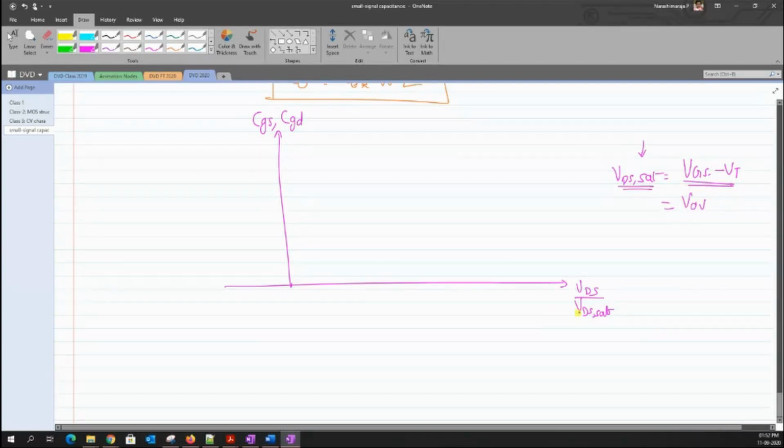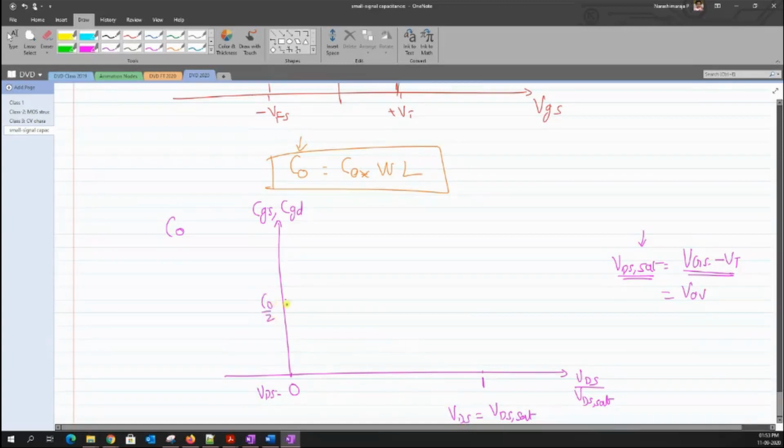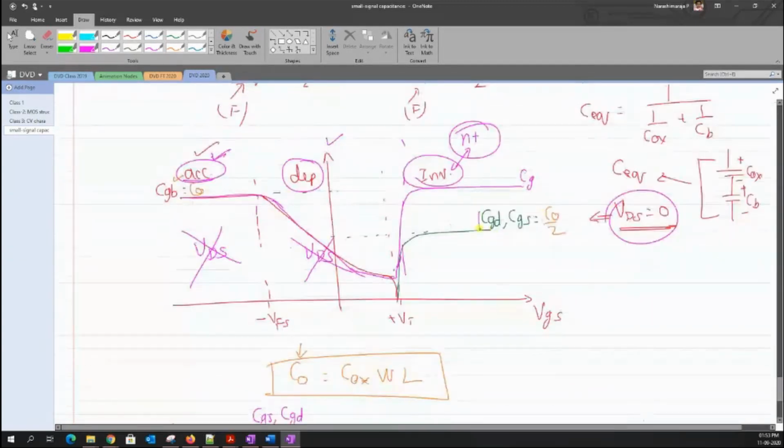Now, I'm going to draw this particular axis from the value of 0 all the way to the value of 1. When this is equal to 1, it means that the value of VDS is equal to VDS sat, and this end is where VDS is equal to 0. What was the value that I had across CGS and CGD when VDS is equal to 0? We just evaluated it in terms of C naught, right? It would be C naught by 2. Am I right? This is the quantity I'm talking about.